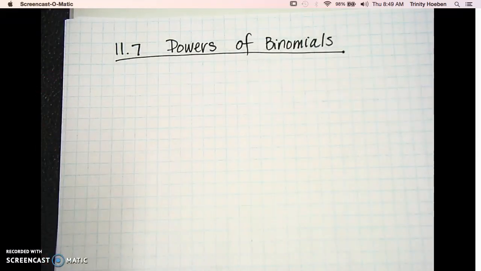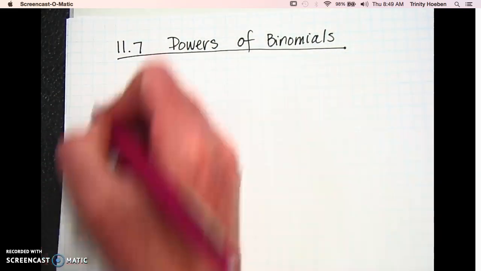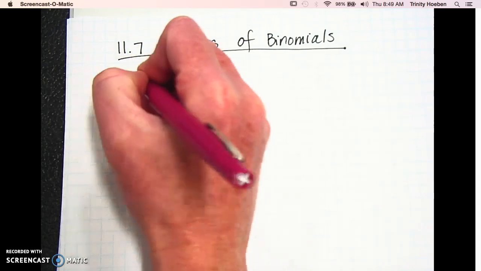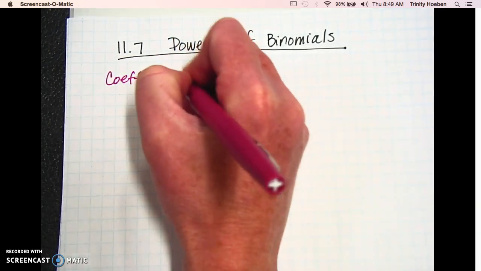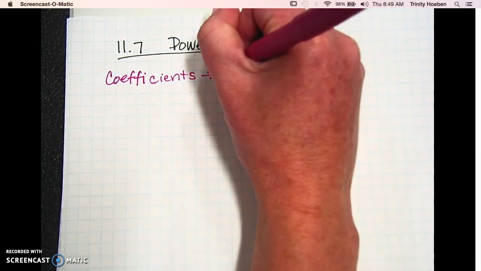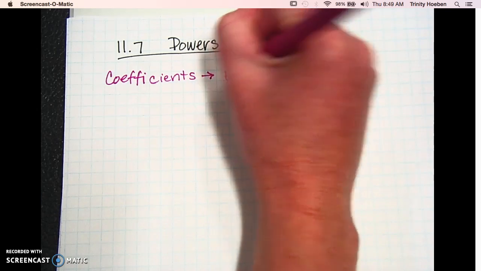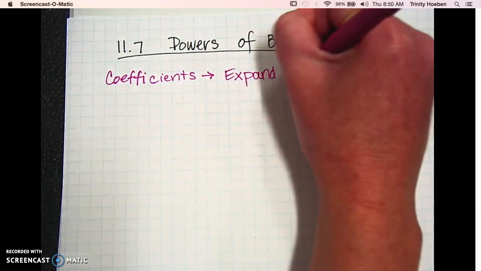So section 11.7 is called Powers of Binomials. And so we're going to look at the pattern for the coefficients when you expand your binomials, or when you multiply them multiple times, as in however many times the power is.